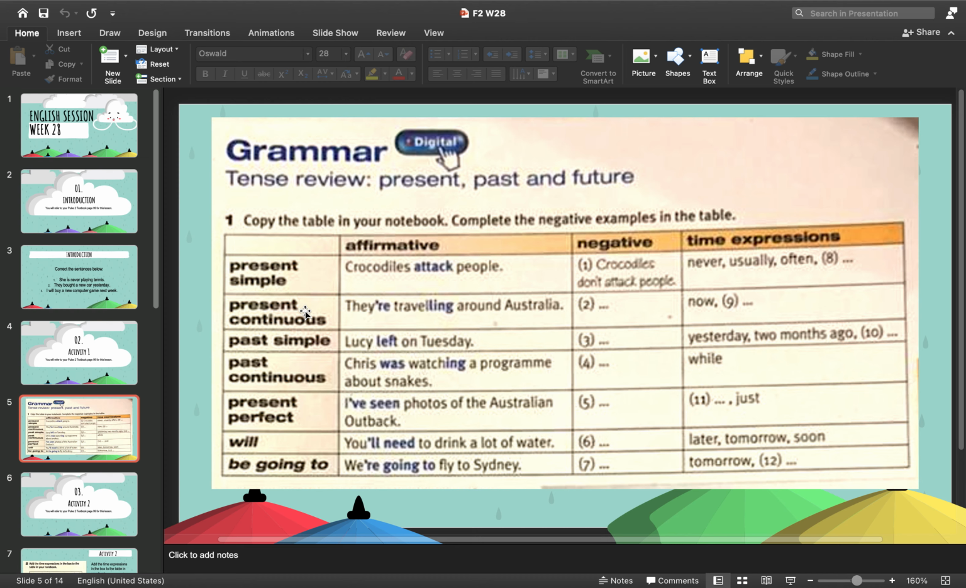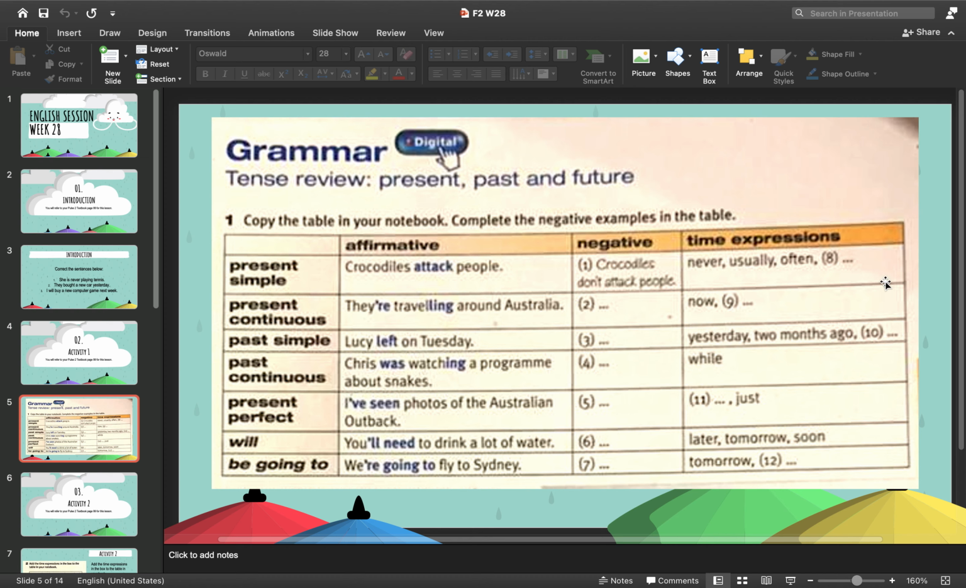Okay, basically this week you'll be doing grammar and there are tense reviews for present, past and future. Basically, minggu ni kamu akan belajar ataupun review balik, tengok balik jenis-jenis ayat yang kamu dah belajar sepanjang kamu sekolah. Okay, dia ada present, sekarang, past yang sudah lepas dan juga future yang akan datang. Okay, so let's have a look at this.